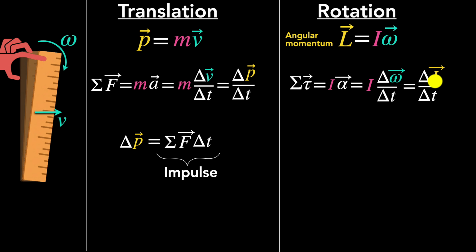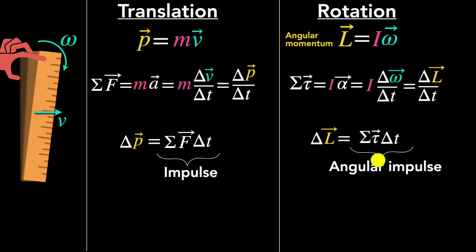In other words, how quickly its angular momentum is changing depends on the net torque acting on it. Again, average values, okay? But anyways, now I'm interested in how much the angular momentum has changed. So just like before, we can rearrange this equation to write delta L equals the net torque times delta T. And over here, we call this the angular impulse, the analogous version for rotation, which means I need to know how much angular impulse my finger delivered to this ruler. Once I know that, I am done.